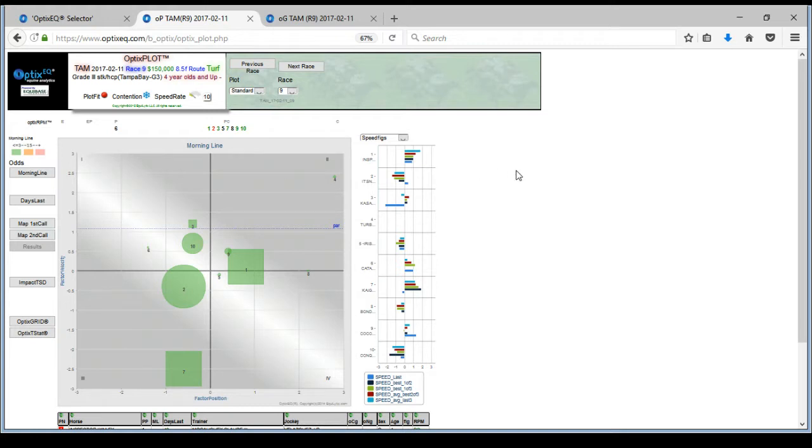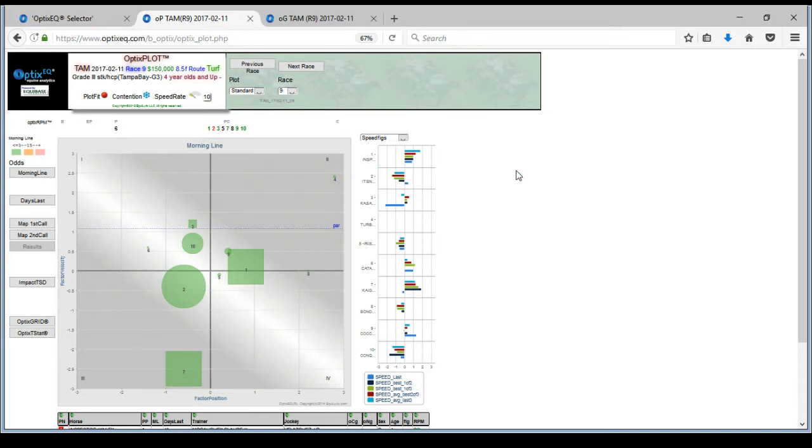It's kind of a combination of handicapping, but more of a technique video of how I'm going to use OptixEQ and look at races. I had a comment earlier that people think I have information that they don't have, and that's not the case, and that's not the idea with optics. We put everything out there.